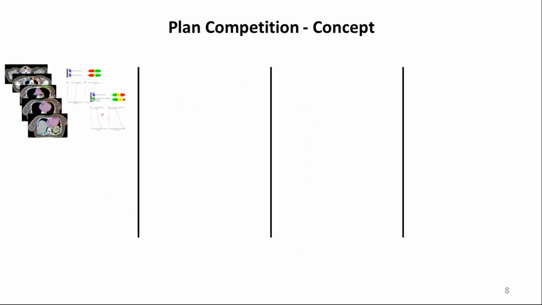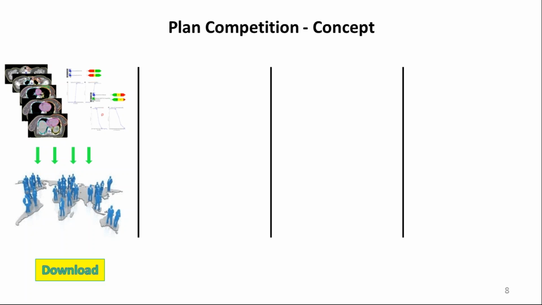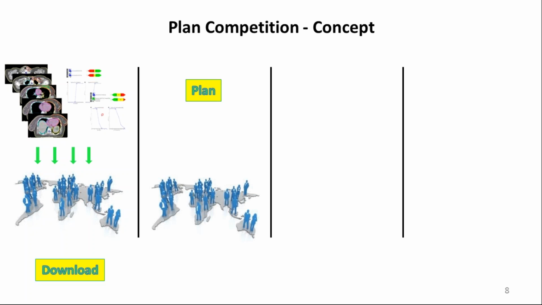Now, for the plan competition as a concept, on a specific date in the year, we share a data set package that will include CT images as well as contoured CT structures and also general objectives for our competition. We will share it with the planners worldwide, and then they will download it, and the clock starts. Then the planners will do the plan within like 2 or 3 weeks. It depends on the time that we dedicate for that.